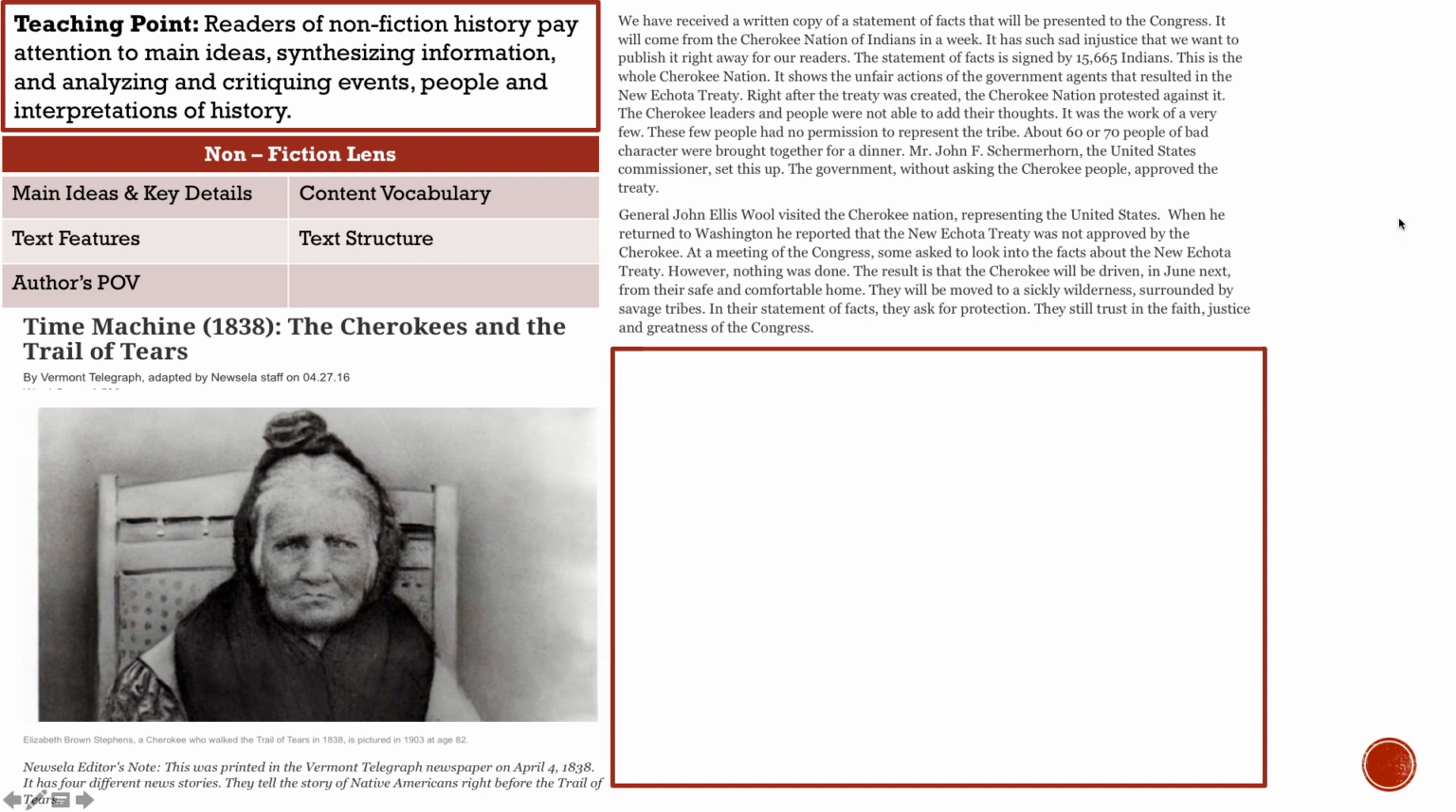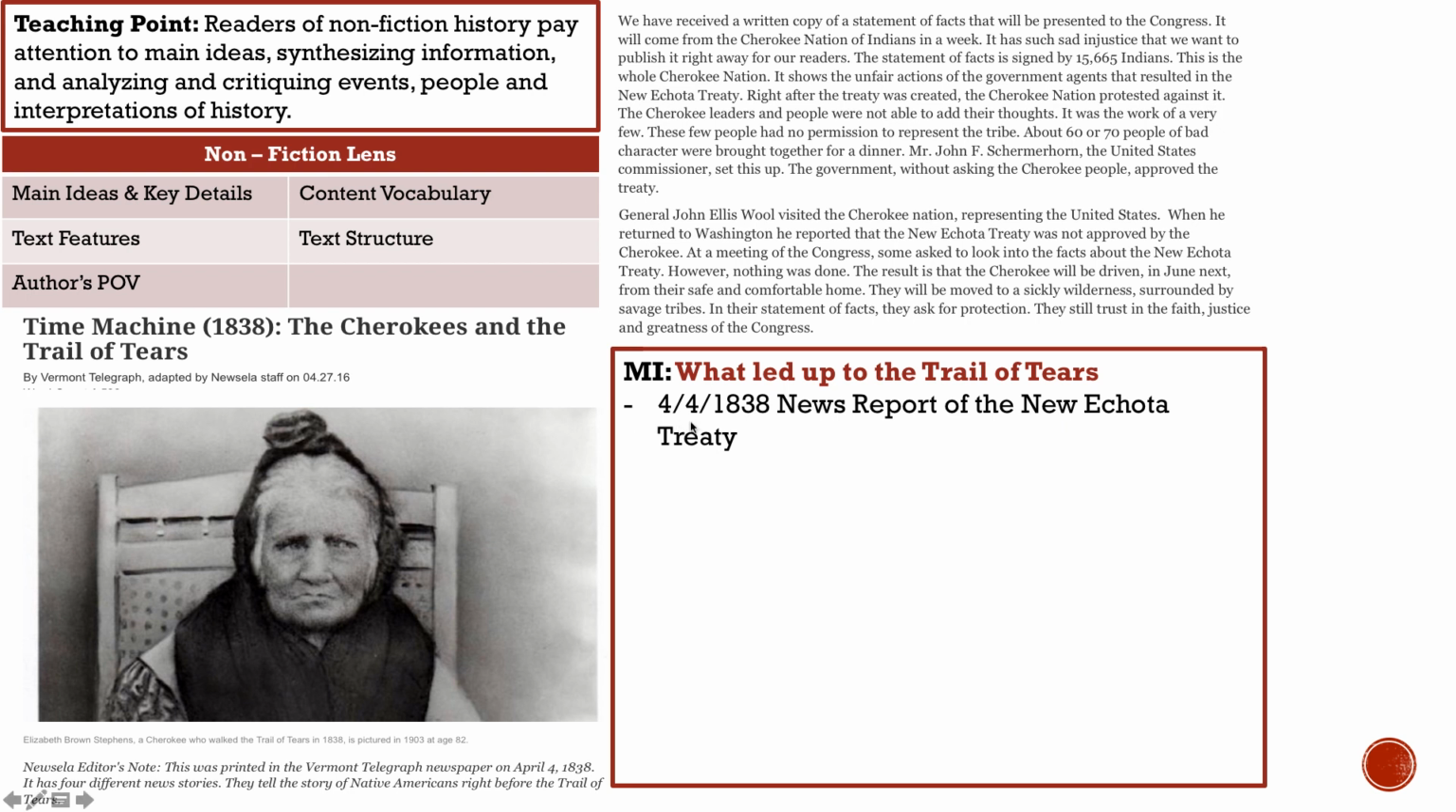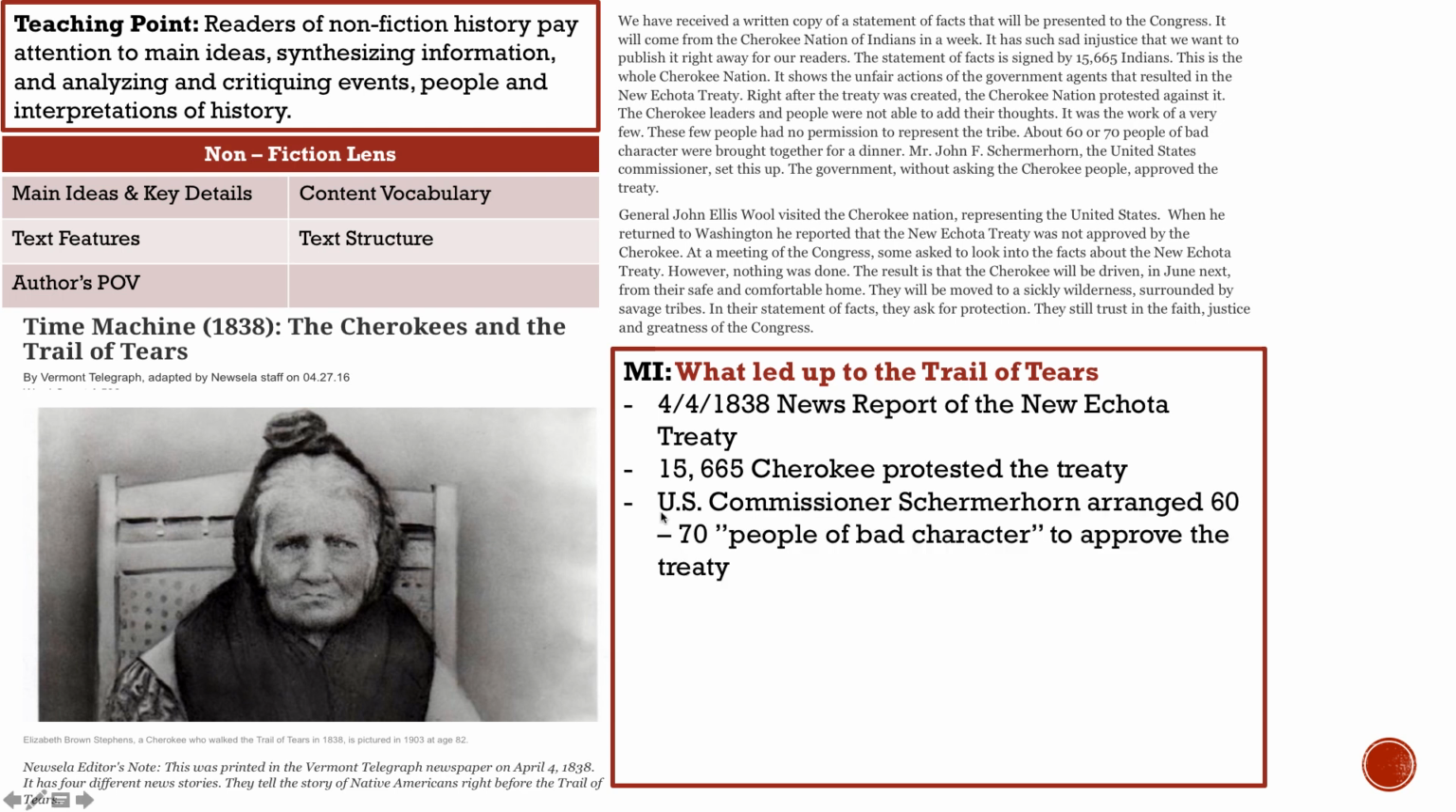So this is very interesting. This is a newspaper article. And I think pretty much the main idea of this is talking about what led up to the Trail of Tears. So this is kind of adding on to this main idea that we had previously. But it kind of gives us more detail. First of all, we should note that this is a news report on April 4th of 1838 about the New Echota Treaty. And something that was very interesting is 15,665 Cherokee protested the treaty. And this is some new information. This U.S. Commissioner Schermerhorn, the newspaper is saying that he arranged for 60 to 70 people of bad character to approve the treaty.